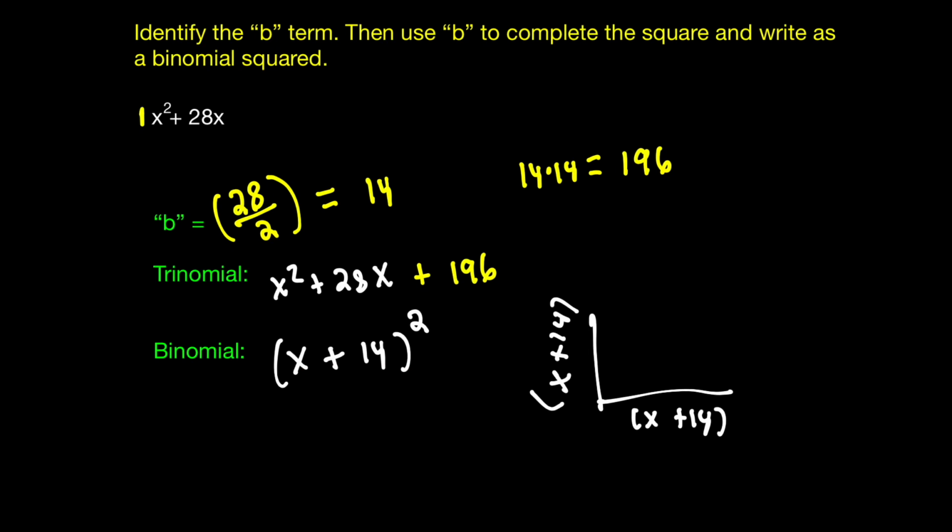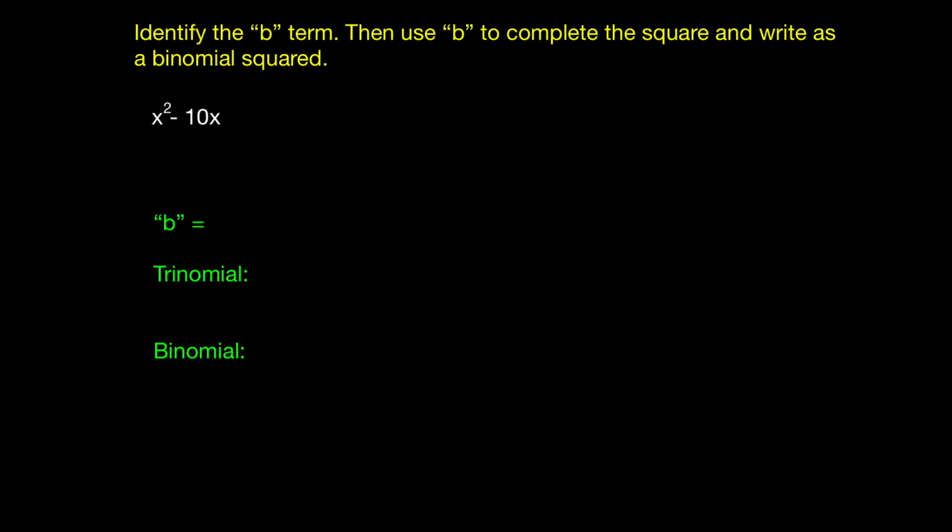Let's try this with another example. Now here we have x squared minus 10x. The b term, that's going to be the coefficient of x, the number that's in front of x. Here we have a negative 10. To obtain the trinomial, we need to divide this negative 10 evenly. So we're going to get negative 10 and divide that by 2. That results in negative 5.